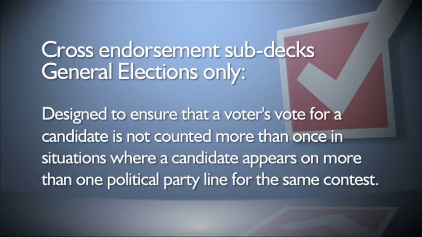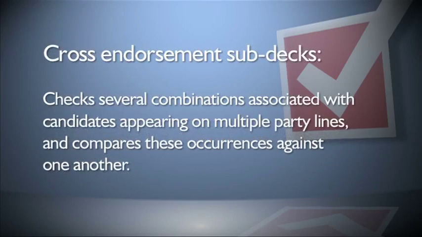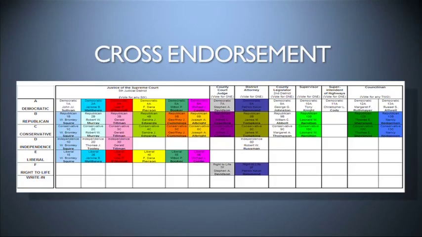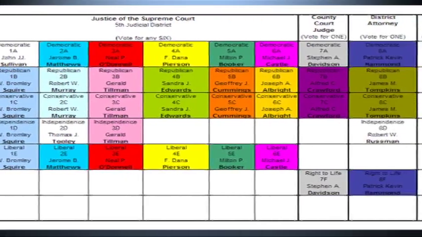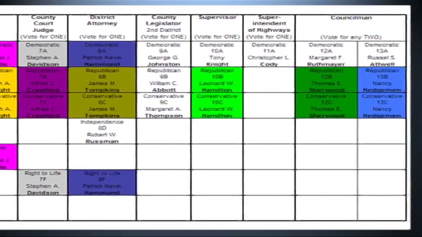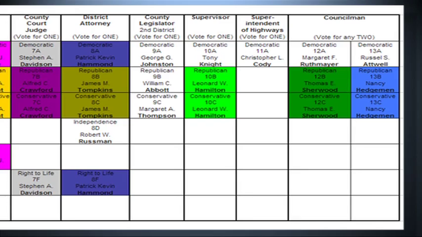Cross-endorsement subdecks are created specifically for general elections and are designed to ensure that a voter's vote for a candidate is not counted more than once in situations where a candidate appears on more than one political party line for the same contest. The cross-endorsement test checks several combinations associated with candidates appearing on multiple party lines and compares these occurrences against one another. The first step in creating this subdeck is to carefully view each contest on the ballot and determine if a candidate appears on one or more political party lines for the same contest.